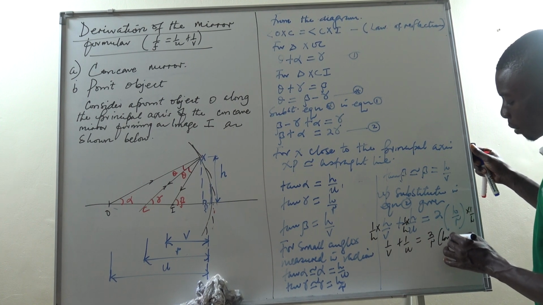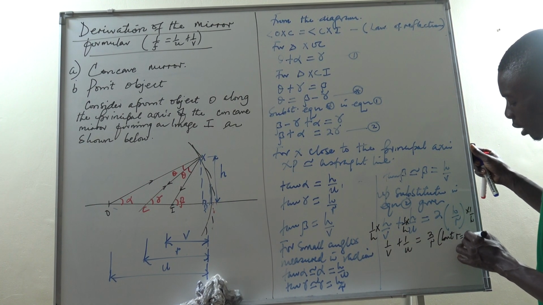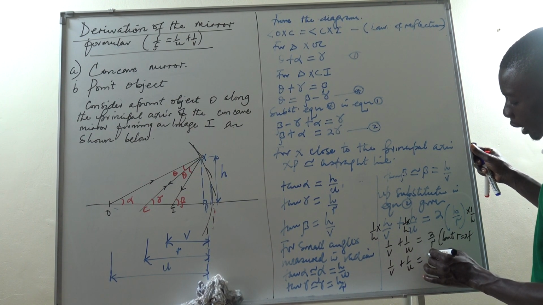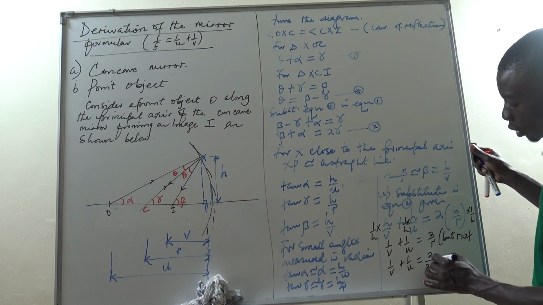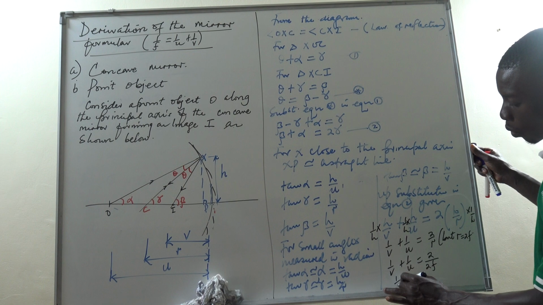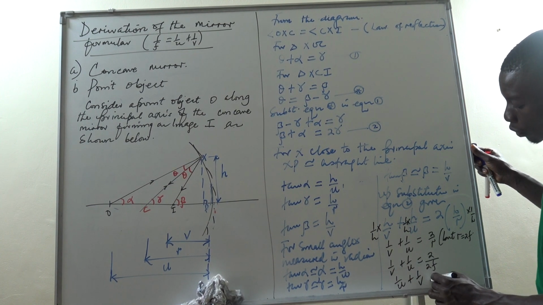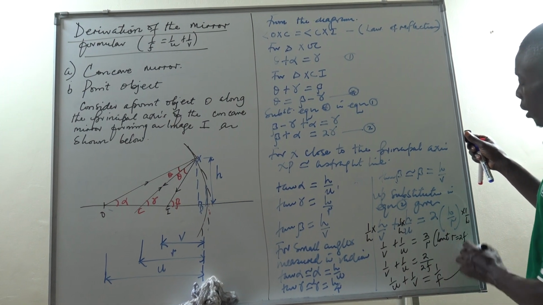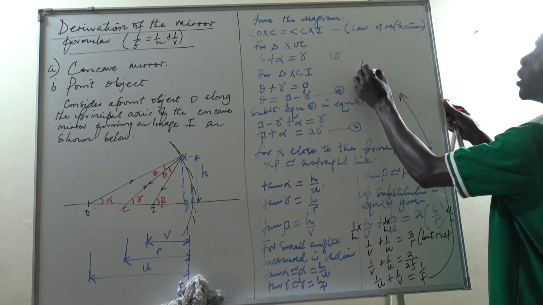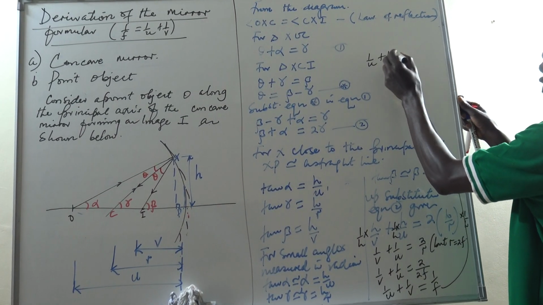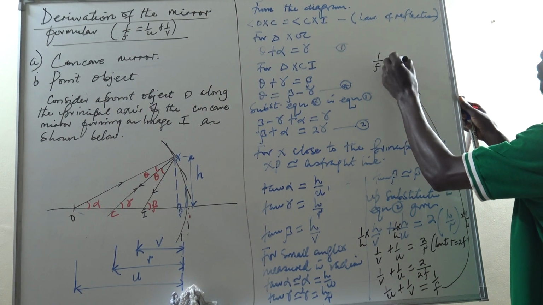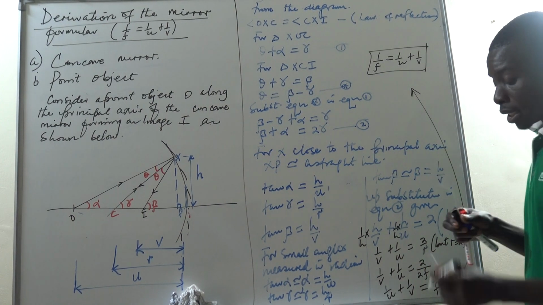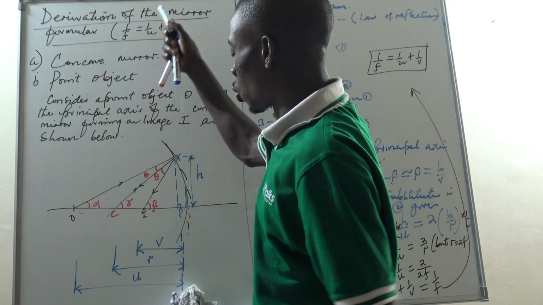And then you know here that r is equal to twice f. We can say 1 out of v plus 1 out of u equaling to 2 out of 2f. So here we can say 1 out of u plus 1 out of v is equaling to 1 out of f. And that is basically our expression, which can be arranged as 1 out of f equal to 1 out of u plus 1 out of v, which is the mirror formula we are supposed to derive.